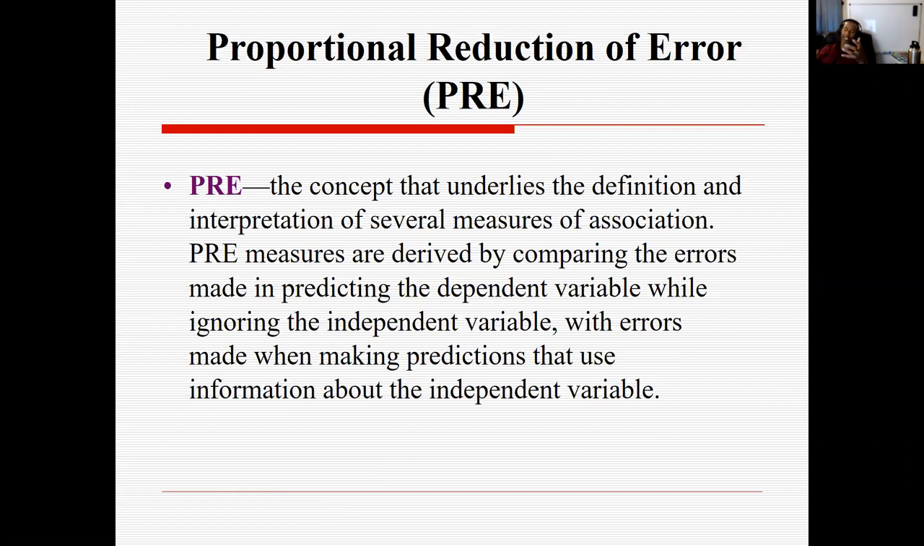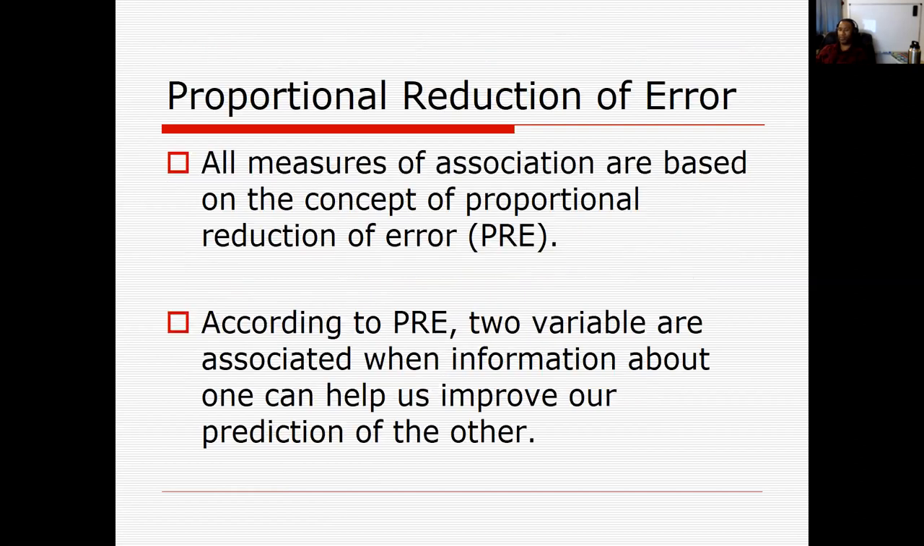Now, this is a lot of textbook jargon. I really don't think you can understand it until I show you how to do it, okay? So like I said, all measures of association are based upon this whole concept of the PRE, or the proportional reduction of error. So again, according to the PRE, two variables are associated when information about one, which is the independent variable, could help us improve our prediction of the other.